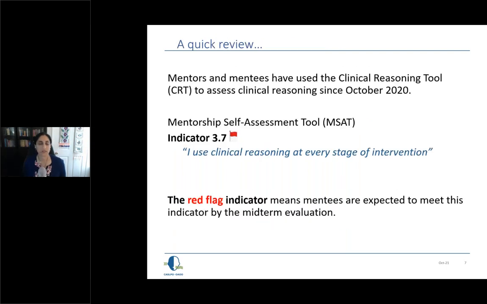So just a quick review of some important information. So mentors and mentees have used the clinical reasoning tool, or CRT, to assess clinical reasoning since October of last year when we introduced it. And as a mentor, you're using the clinical reasoning tool discussions to assess the indicator for clinical reasoning, which is 3.7. And in the mentorship self-assessment tool, this indicator for clinical reasoning is a red flag indicator. And what that means is that mentees are expected to meet this indicator by their midterm.